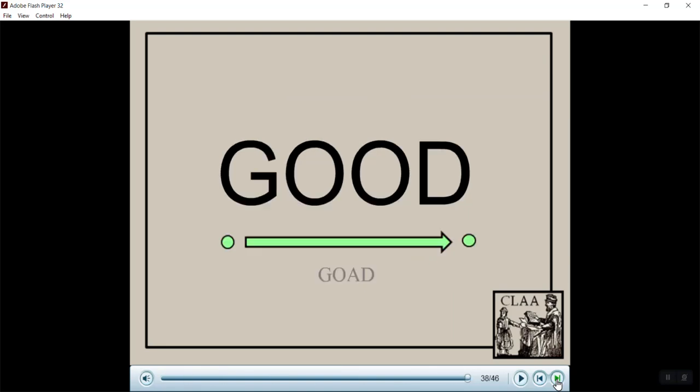Here is a Middle English word that uses the double O. Let's read this word together. God, God, God. Do you hear the double O? God, God. It sounds just like a Latin O, but it's written in Middle English with two O's.